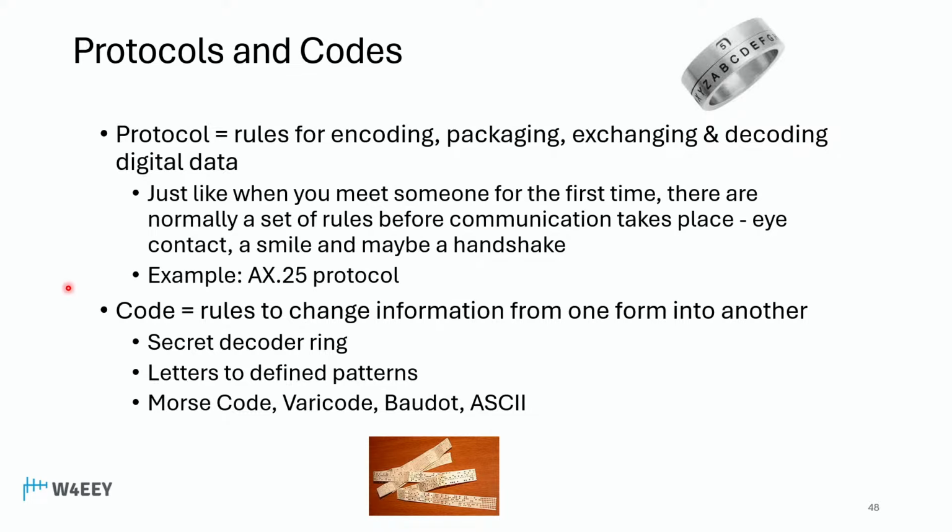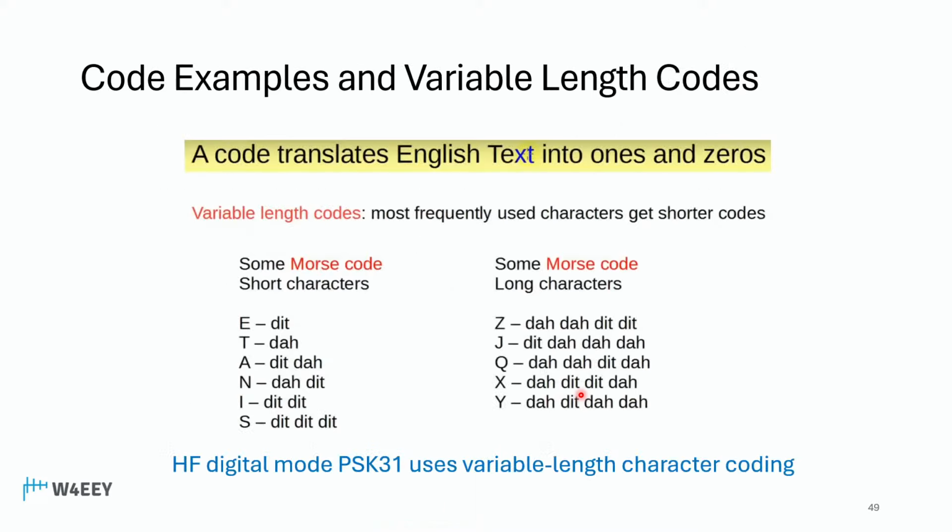Now, the protocol that we use most frequently in ham radio is called the AX.25 protocol. You might have heard of the X.25 protocol used in digital communications or in computer communications. This is adapted for amateur use: AX stands for amateur, X.25 modified. So that's a protocol. Code: rules to change information from one form to another. That's like our secret decoder ring. Letters to define patterns, and some specific ones are Morse code, Varicode, Baudot, and ASCII. We'll be getting into each of those as we move forward.